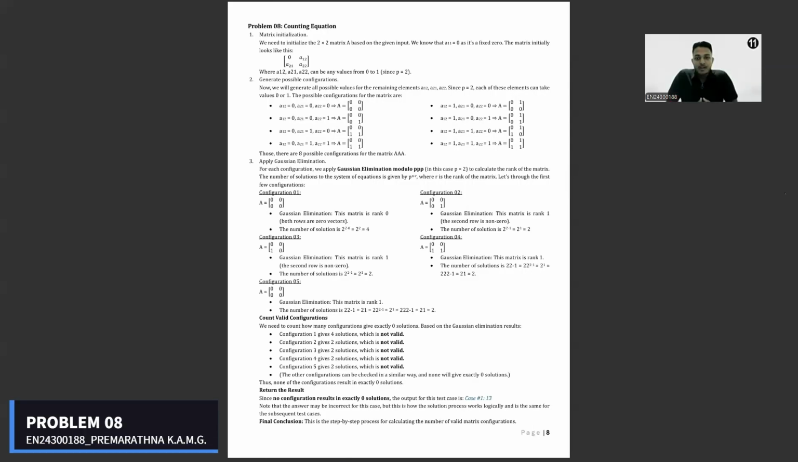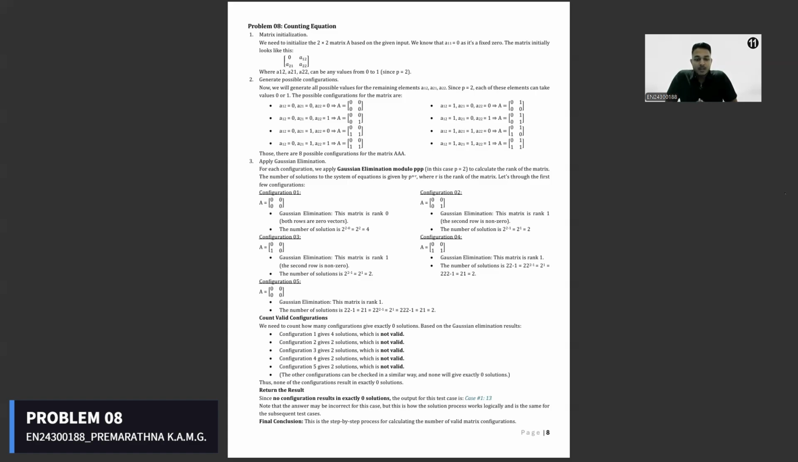This problem involves finding valid matrix configurations under modulo arithmetic. We initialize a 2 by 2 matrix A where A11 equals 0 and A12, A21, A22 can be either 0 or 1, resulting in 8 configurations. Using Gaussian elimination modulo 2, we determine the rank of each matrix. The number of solutions is 2 to the power of n minus r, where n is the number of variables and r is the rank.